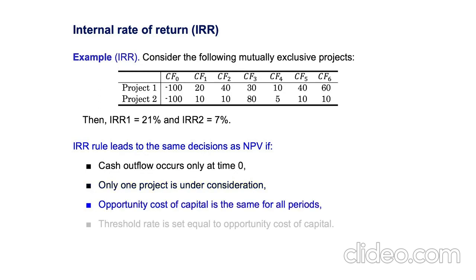Third, opportunity cost of capital is the same for all periods. From the definition of IRR, it is used to discount cash flows for all different periods. As we said before, in general, cash flow at different times should be discounted at different rates according to their timing and risk. Fourth, the hurdle rate is set to be the same as the cost of capital.